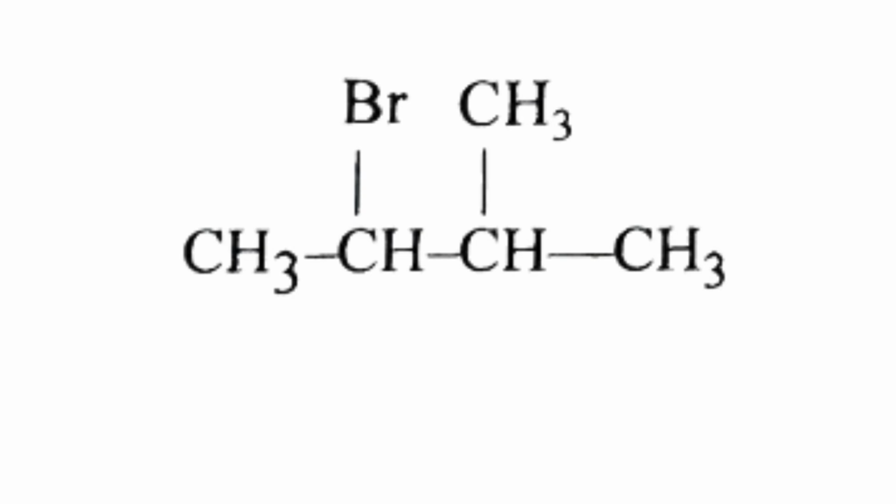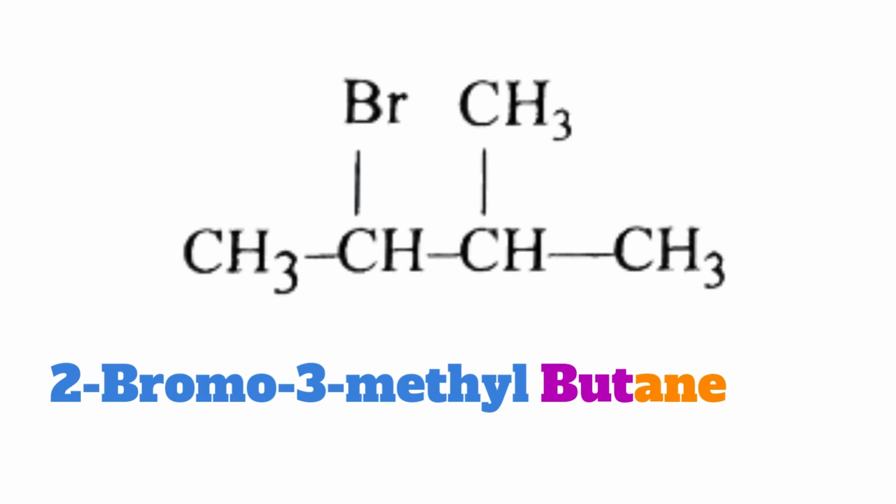Let's name this compound. Start with the parent chain, which has 4 carbon atoms, making it butane. Number the chain to give the substituents the lowest numbers. A bromine, bromo, group is on the second carbon, and a methyl group is on the third carbon. Combine them to get the name 2-bromo, 3-methylbutane.